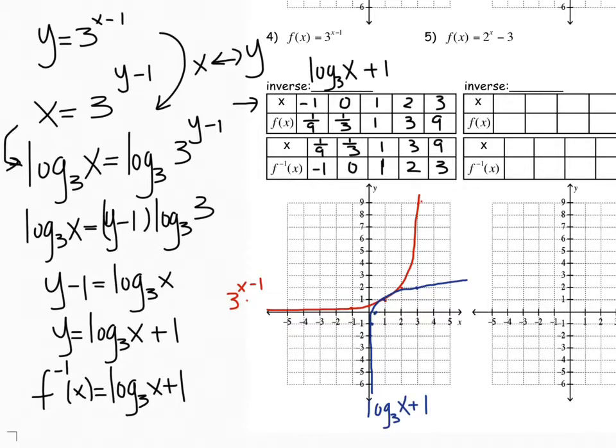Then again, take the x values, make them the output of the inverse function. Take the y values, make them the input for the inverse function. And then plot it on your graph. So red is representing my exponential function. Blue is representing my logarithm function.